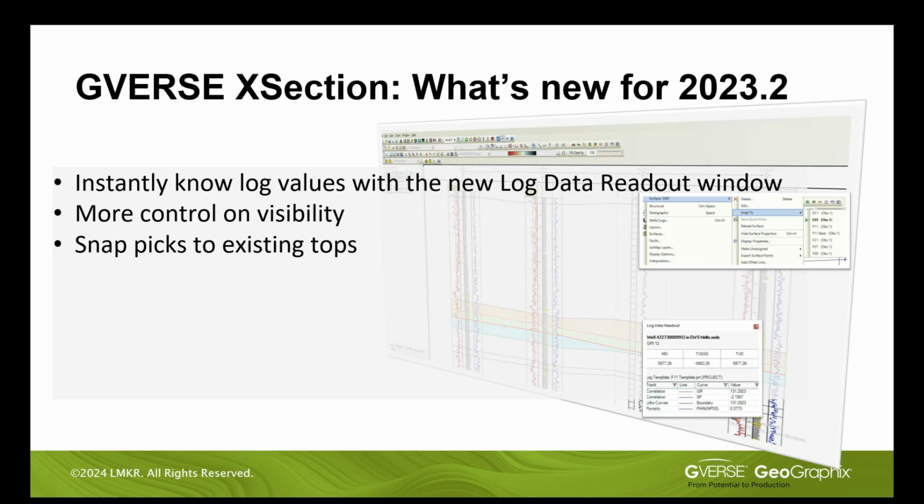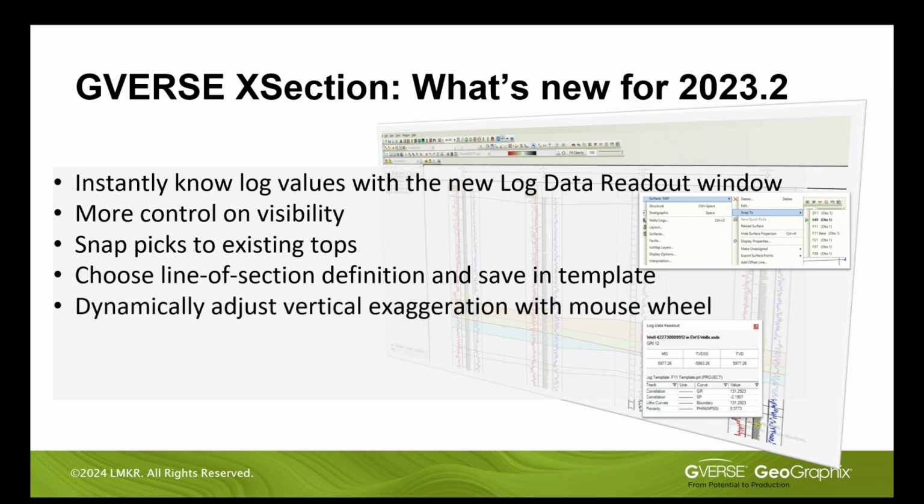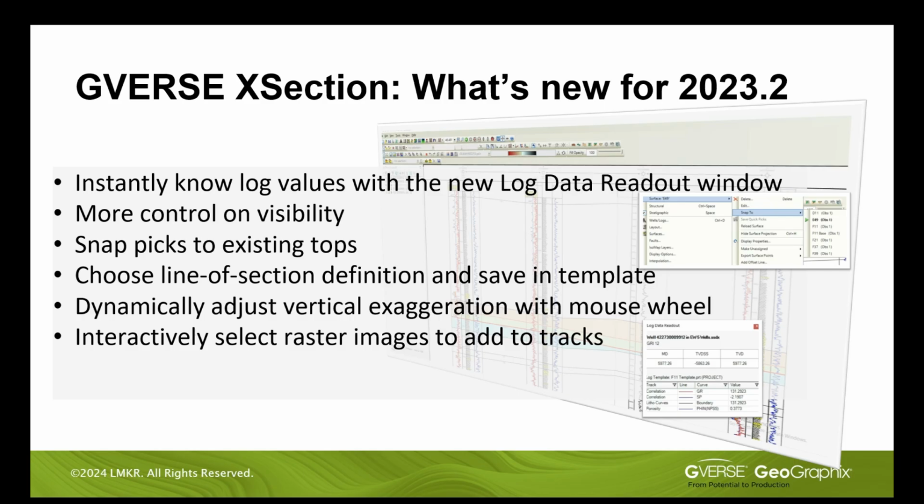In unmodeled mode, tops can be snapped to an existing top to create sealed unconformity pinchouts or fault cutouts. The line of section can be defined along well surface locations or bottom hole locations, making visibility better for deviated or horizontal wells. The Shift keyboard key can be pressed to activate the vertical exaggeration function of the center mouse wheel. Raster images registered to a well can be interactively added to a presentation template containing image tracks.